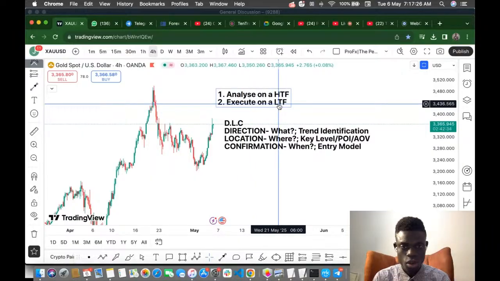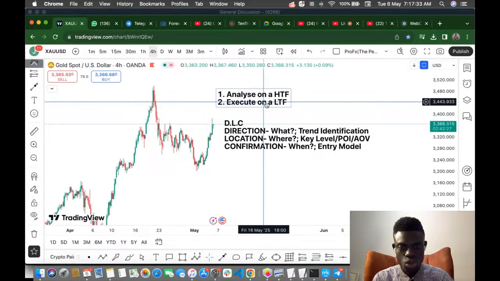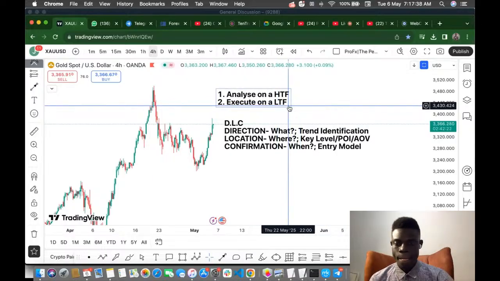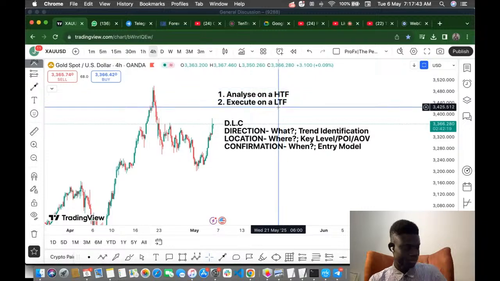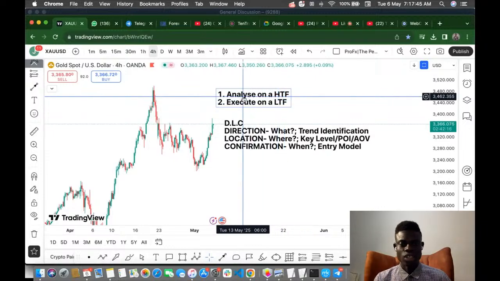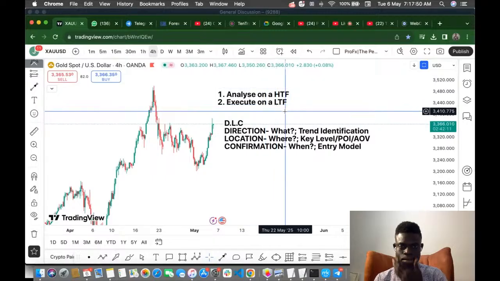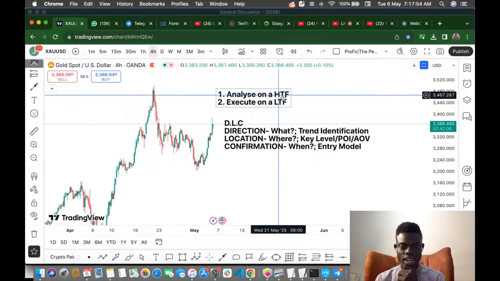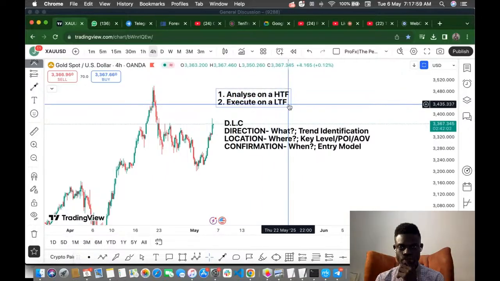First, you are expected to analyze on a higher time frame and execute on a lower time frame. Write this in the chat box so I know you are following. Analyze on a higher time frame, execute on a lower time frame. Everybody, let's go. Your rule of engagement: analyze on a higher time frame, execute on a lower time frame.